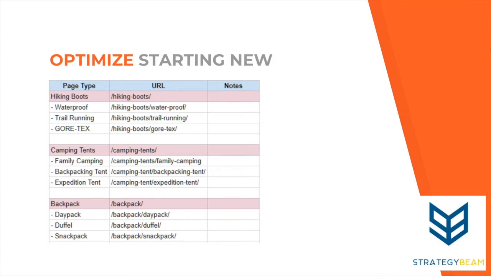I just use Google Sheets if I'm building on a new website or working on a new silo for a client. And basically I just start out with 3 columns: page type, URL, and notes. And then within page type is usually just the parent page. And then underneath that I put a hyphen, space, and then whatever the child page would be. And you can see that URL structure is hiking boots, hiking-boots. And then waterproof is hiking-boots, water-proof. And you could do that however you want, and that would be where you put the keywords or to help out with your user experience, things of that nature.